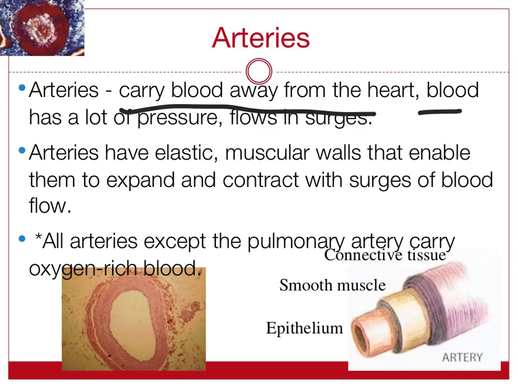So arteries always carry blood away from the heart. And because blood has a very high pressure at this point, because it just left the heart, it generally flows in surges. Arteries have elastic walls that help them to expand and contract as blood surges through them because the pressure is very high. And all arteries, except for the pulmonary artery, carry oxygen-rich blood. Because remember, the pulmonary artery is going to the lungs, which is why the blood is not oxygenated at this point. But all other arteries have oxygenated blood.